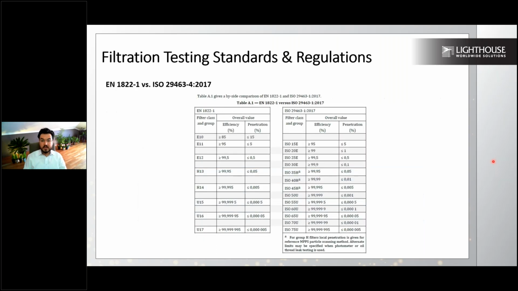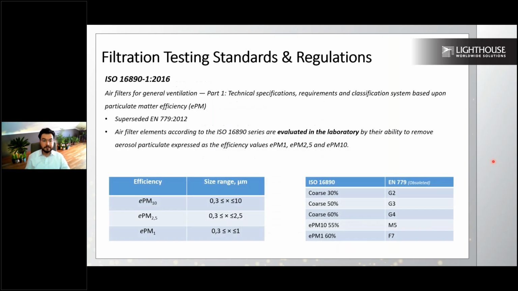So this is just giving us the numbers as a comparison table, which is given in the ISO standard as well. In table A1, you're going to see a classification of filters and a side-by-side comparison of the EN norm versus the ISO norm. ISO 29463 is not obsoleting EN 1822. Both of these standards and regulations are valid today.